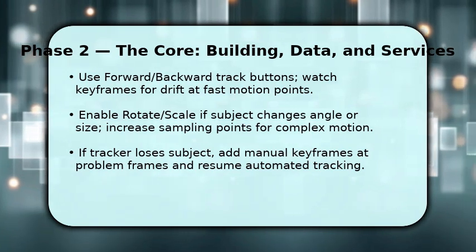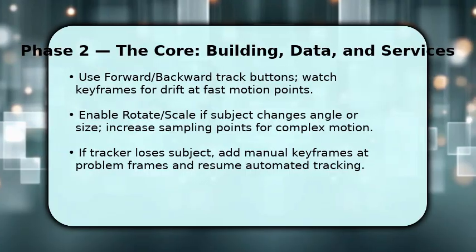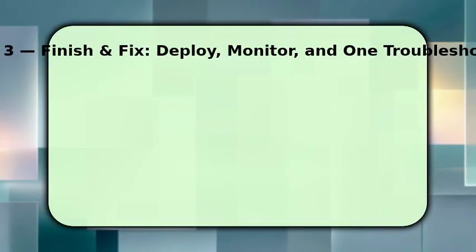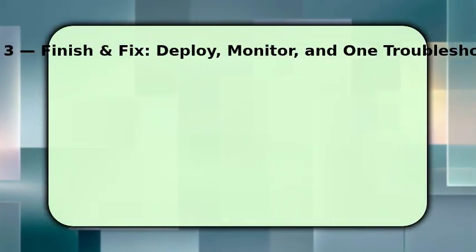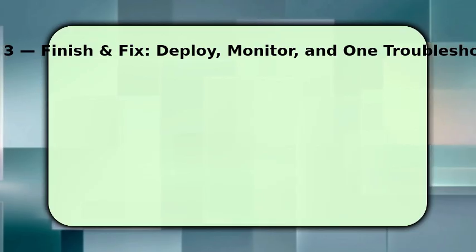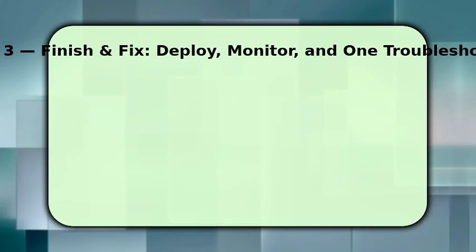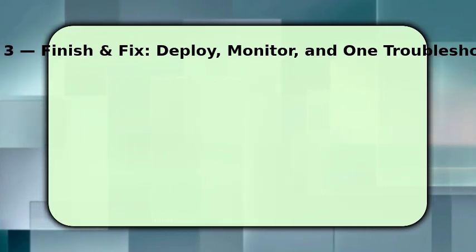Make sure to skim the timeline after tracking to confirm there are no sudden jumps or misalignments. Finally, apply the track data to your title, mask, or effect and inspect the composition at full resolution to ensure alignment. Once satisfied, render a short segment to preview real-time movement.